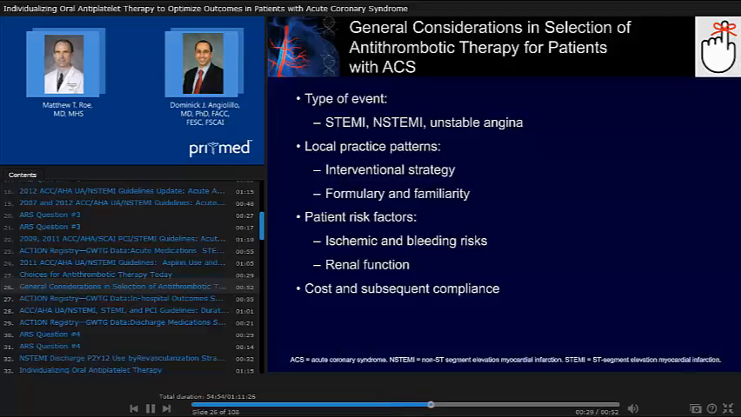Also, what is your formulary, and in the long-term setting, what is covered by the patient's insurance plan. And then we look at patient factors such as ischemic and bleeding risk and trying to balance those two in terms of optimizing the most effective and safe treatment strategy. Renal function is important, and then obviously cost to the patient and their estimated compliance over time.